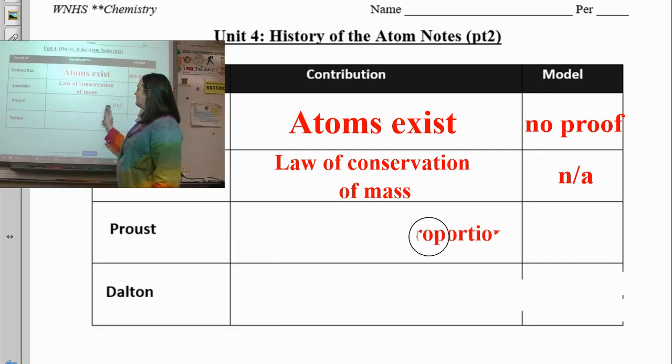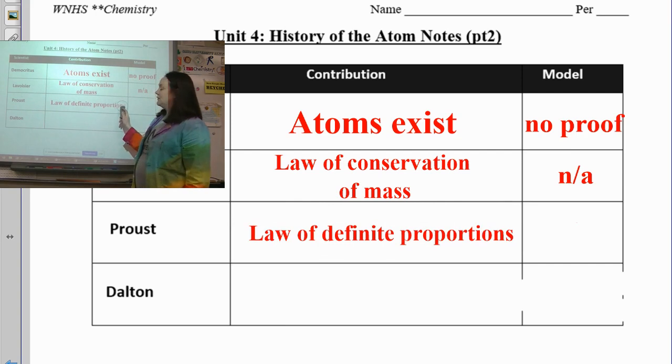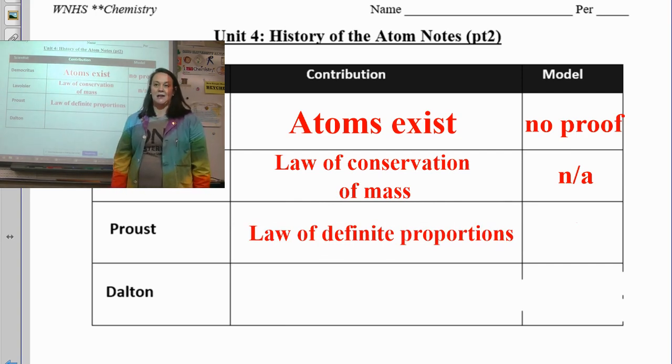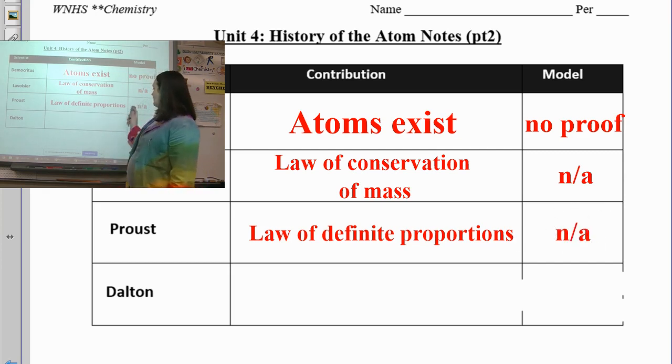Lavoisier lost his head and therefore had to stop doing his work, and then Proust picked up some more evidence by using the law of definite proportions. Remember, he was pulling apart water and said that every H2O has 2 hydrogens and 1 oxygen. And so all elements, or compounds, come in definite proportions. And he also did not have a model. We didn't actually get to agree that atoms exist all the way until Dalton came along.